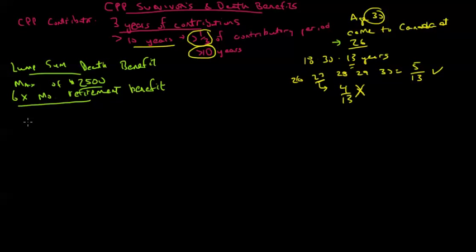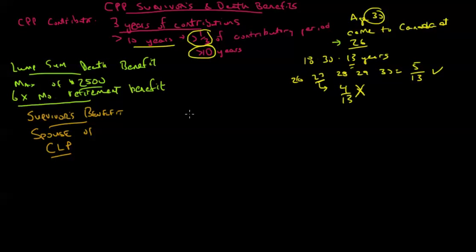Then we have the survivor's benefit. The survivor's benefit is a little bit more complex. Not everybody gets it. This is going to be for the spouse of a deceased CPP contributor. This is a spouse or common law partner, and we're using the federal definition of a common law partner here, which is that they've lived together for more than 12 months in a conjugal relationship, or they're living together in a conjugal relationship and raising a child together.